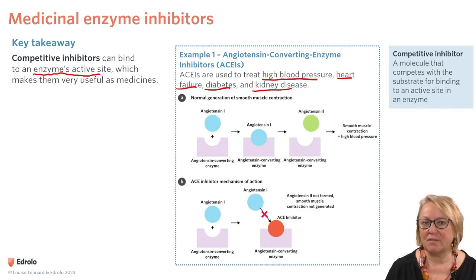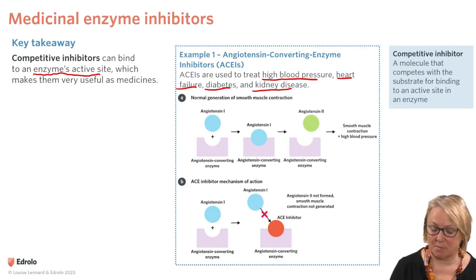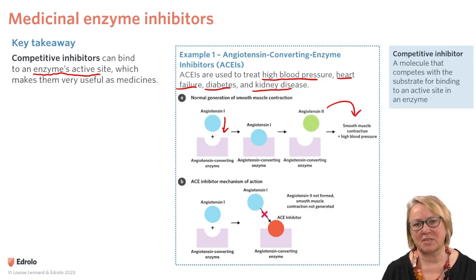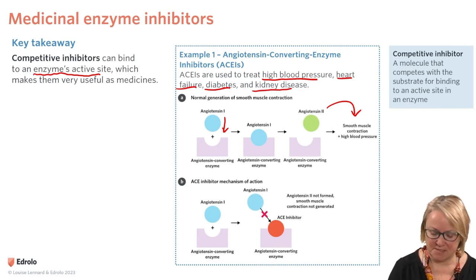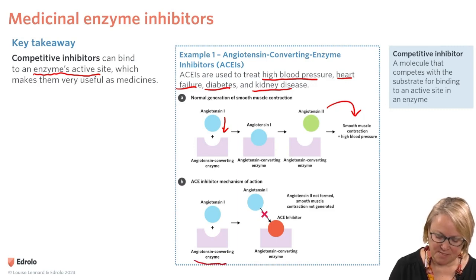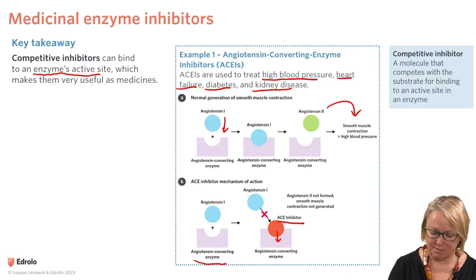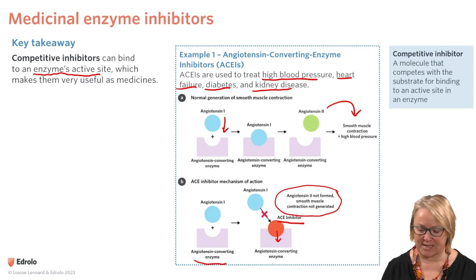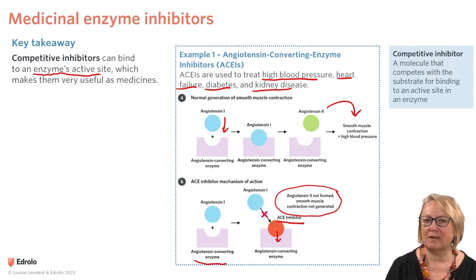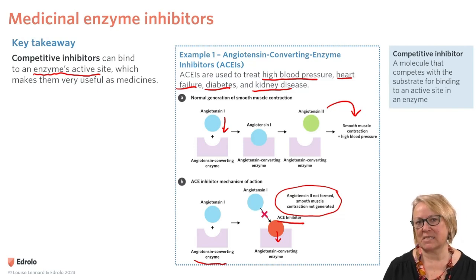And normally, without the presence of the enzyme inhibitor, we would have angiotensin 1 binding to angiotensin converting enzyme to form angiotensin 2, which causes smooth muscle to contract. You wouldn't need to know the details of this for the chemistry exam. But instead of angiotensin 1 binding to the enzyme, we can have a similar shape, an ACE inhibitor, that binds to the enzyme and stops the formation of angiotensin 2, which stops the smooth muscle from contracting. So by interfering with the normal process, some medicines can be beneficial.